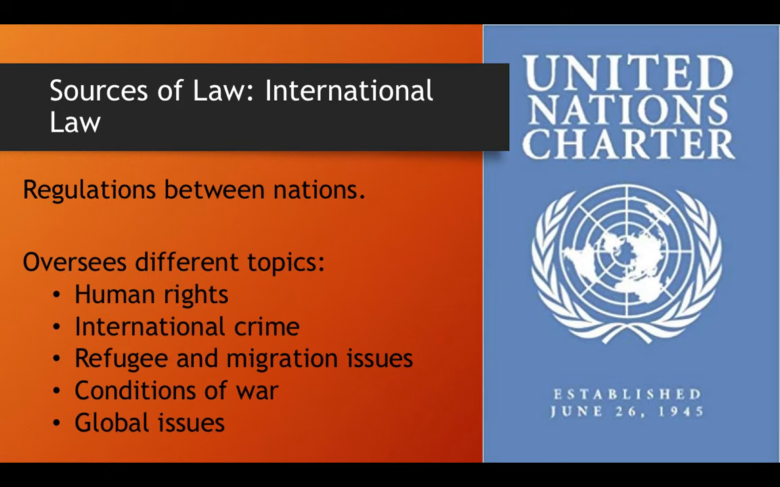Then we have international law. So if you've ever heard of the United Nations, it's all the countries coming together, and they're trying to oversee and promote human rights, prevent or try international crimes. They're trying to help refugees and migration issues, trying to make sure that the conditions of war don't get worse, and just any global issues. For example, climate change.